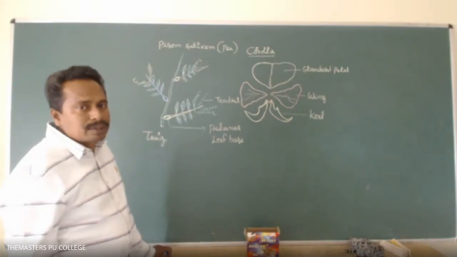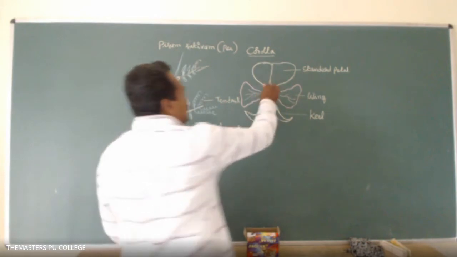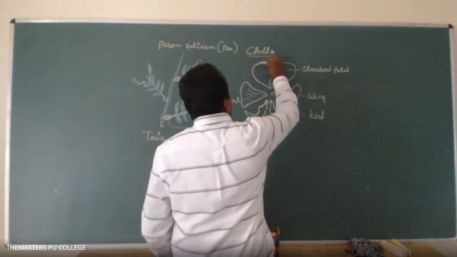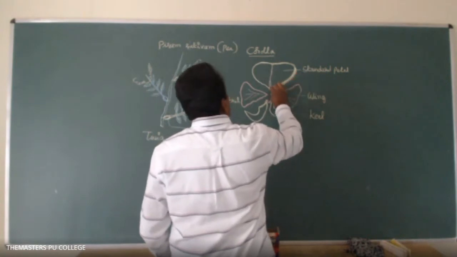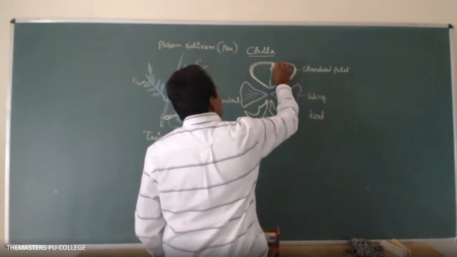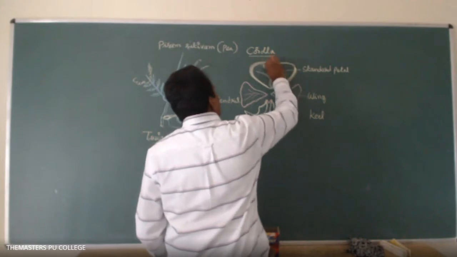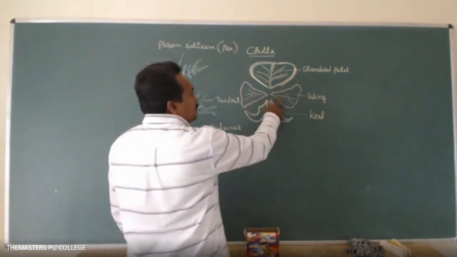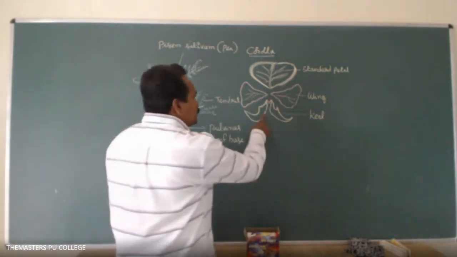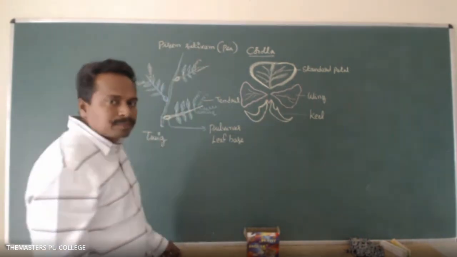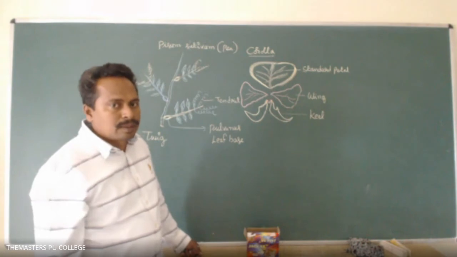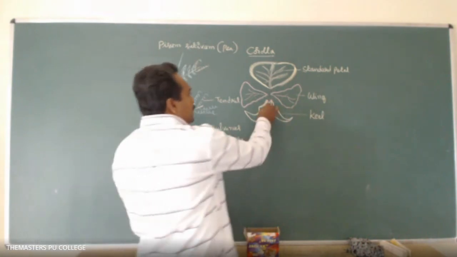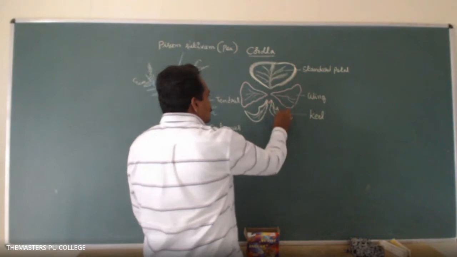Sir, in the corolla part, the standard petal is also fused, no, sir? The standard petal is not fused, it's large in size. This is one petal. Next, these are the two wing petals, and two are the keel petals. So still five petals are there. Yes, sir. Thank you, sir.